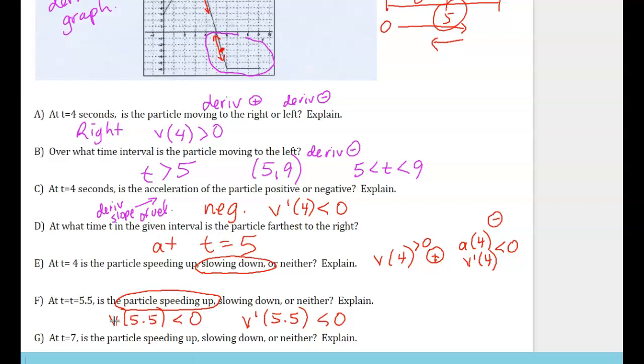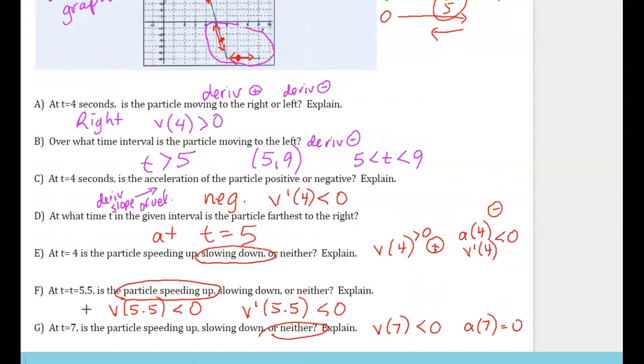At t equals 7, so here's 5, 6, 7, so I'm talking about right here. My velocity at 7 is negative. And my acceleration, or velocity prime, at 7 is 0. Well, 0 doesn't have any sign, so we're going to say neither. Okay, all right, I know this was a lot of notes. Motion is pretty important. I just wanted to put it all together in one section, so go ahead and give it a try.